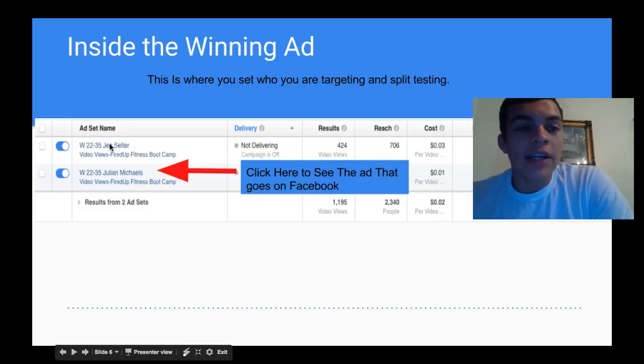I'm writing down right here who I'm targeting, so I know which one's converting the best, or which one's giving me the best results. So right here, I targeted women 22 to 35 that were interested in Jen Selter. Then I targeted the same exact ad at different people, women that liked Jillian Michaels instead of Jen Selter, or didn't necessarily like Jen Selter, but like Jillian Michaels. And on that, I got it for a cent.